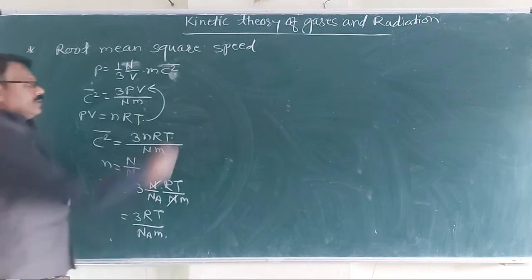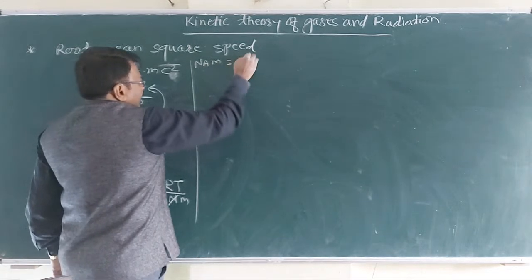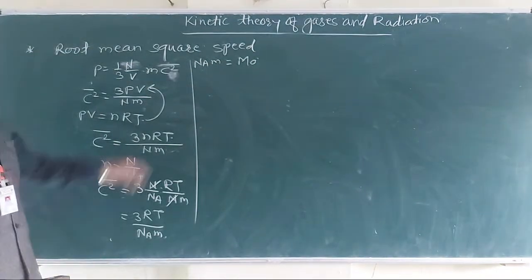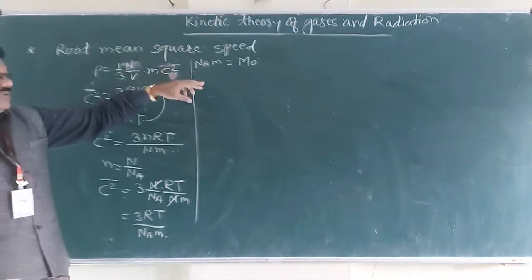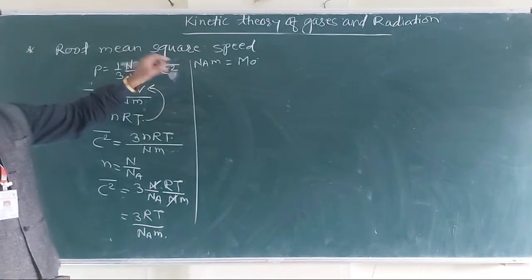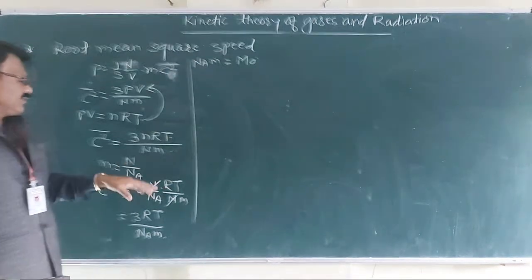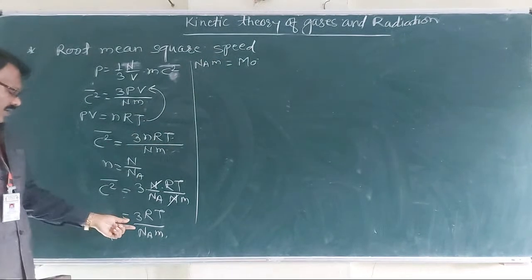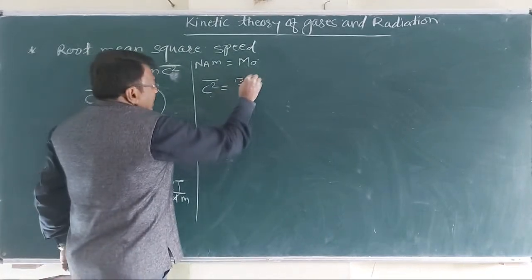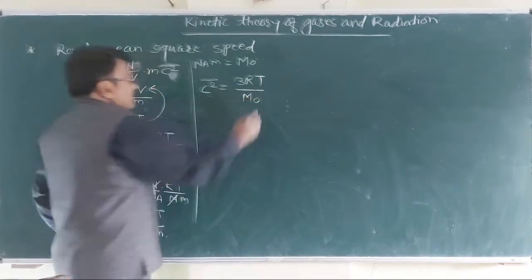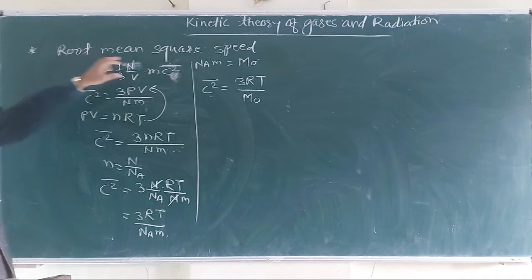N_A m. But this N_A m is equal to m naught. This is the molar mass, while N_A is the Avogadro number and m is the mass of the molecule. In this case we get N_A m equal to m naught, the molar mass. Therefore c square bar is equal to 3RT upon m naught. This is the mean square speed, but we want the root mean square speed.